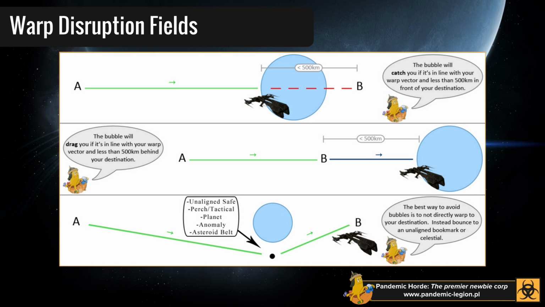Also, the bubble will drag you if it's in line with your warp vector and less than 500 kilometers behind your destination. You can see a picture of that too. Because of this, it's not a good idea to warp gate to gate when traveling through nullsec. The best way to avoid bubbles is not to warp directly to your out gate. Instead, you're going to want to bounce to an unaligned bookmark or celestial, such as unaligned safes, perches, tacticals, planets, anomalies, asteroid belts, and so on.